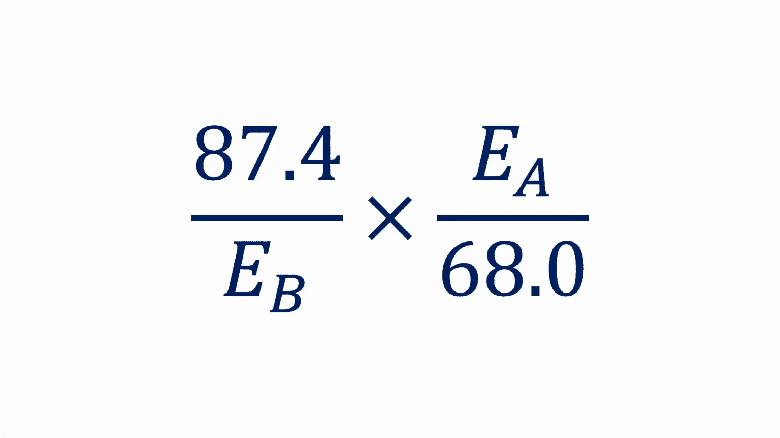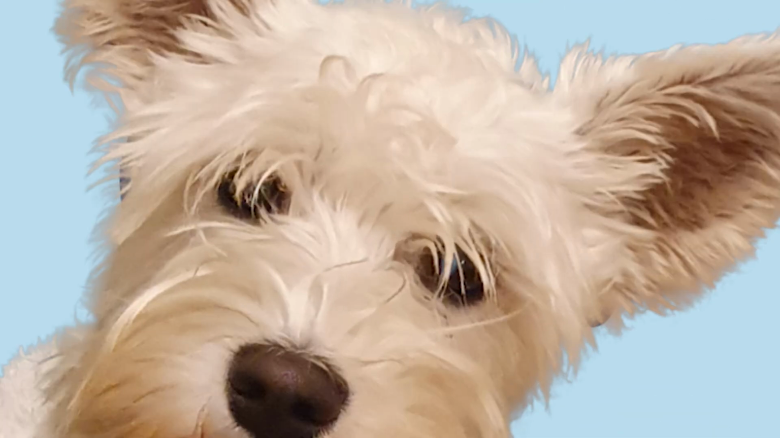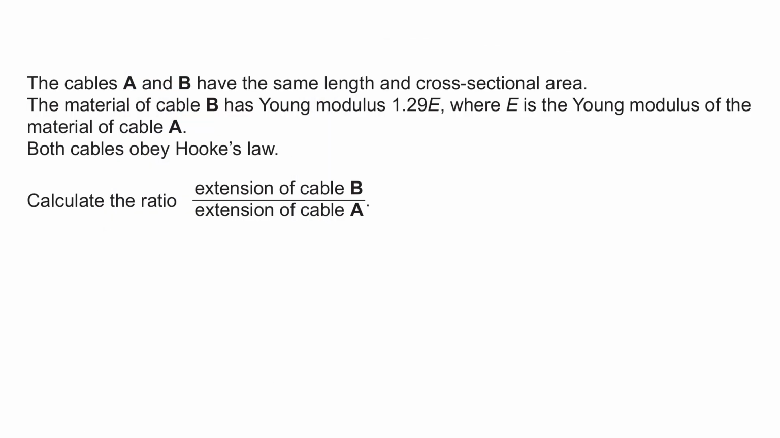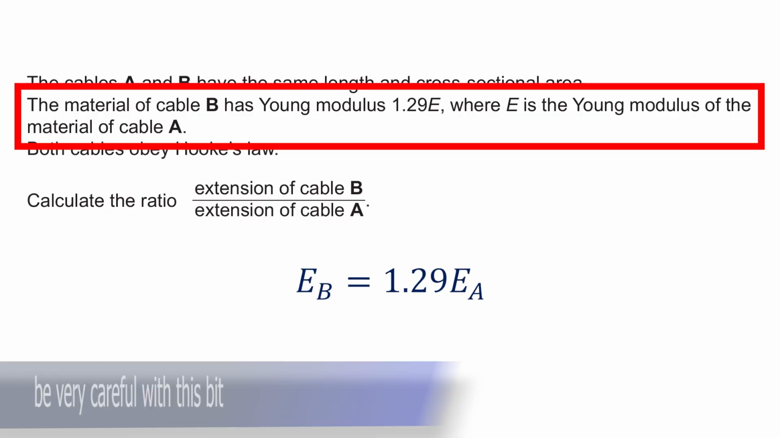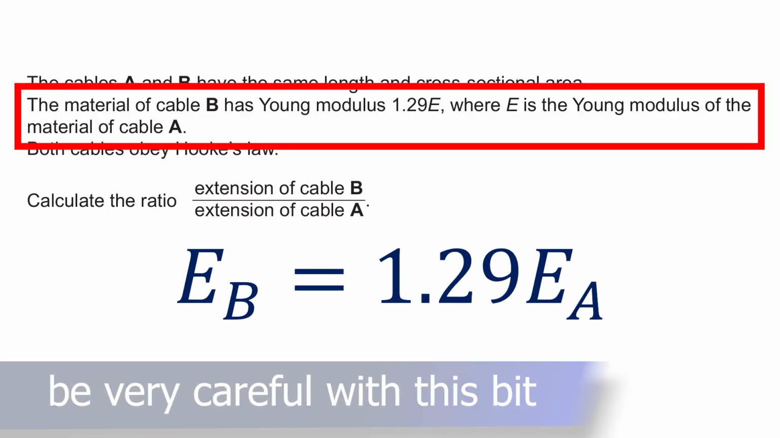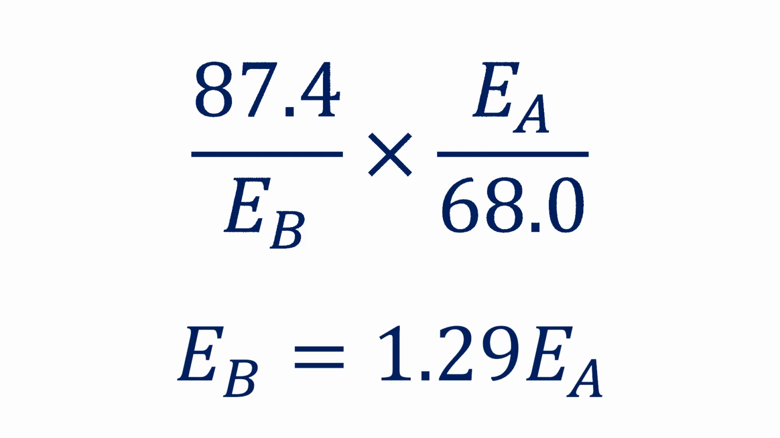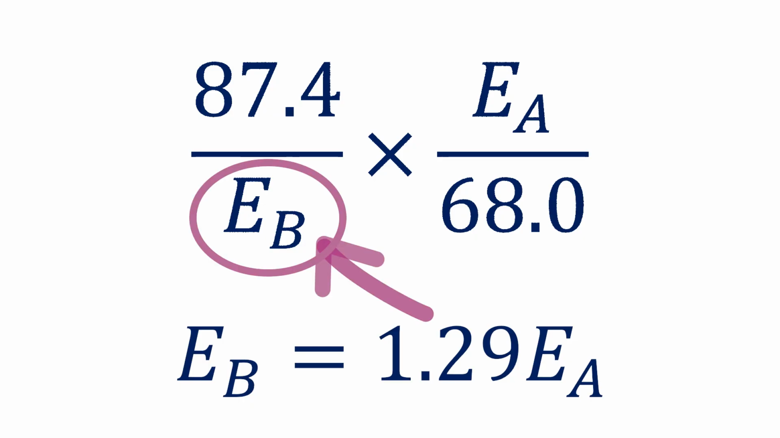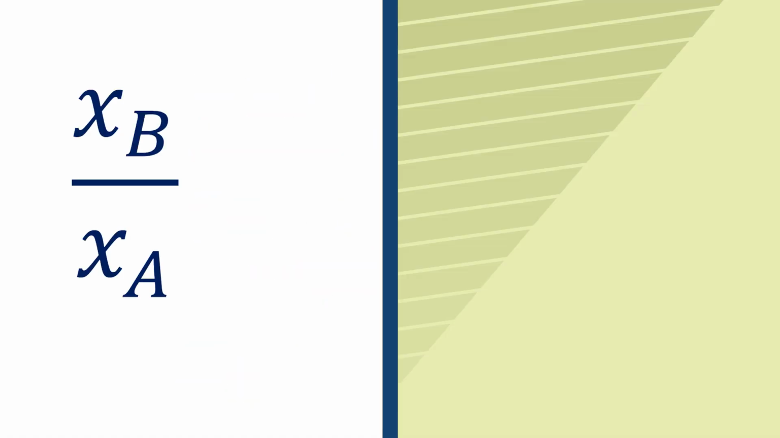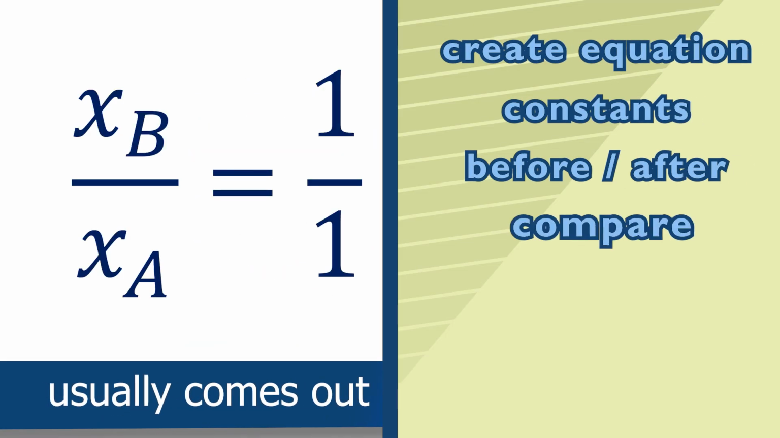But what do we do with our EA and EB? Nearly always these questions will have some unknown quantity written as a ratio in the question. And perhaps this really is the last step. And this means we can simply replace EB with 1.29 EA. The ratio of xB over xA is in fact 1 to 1.